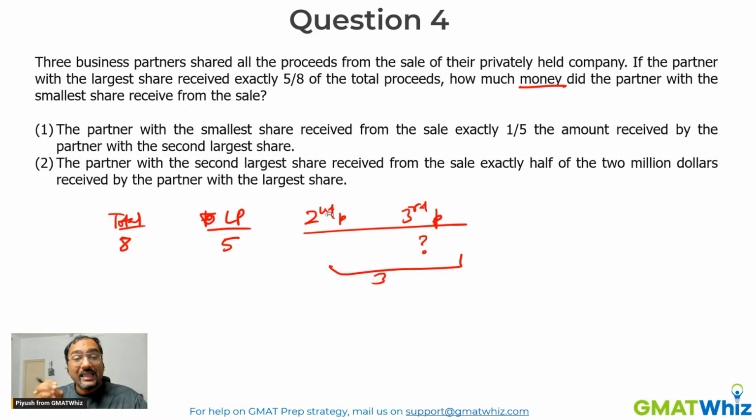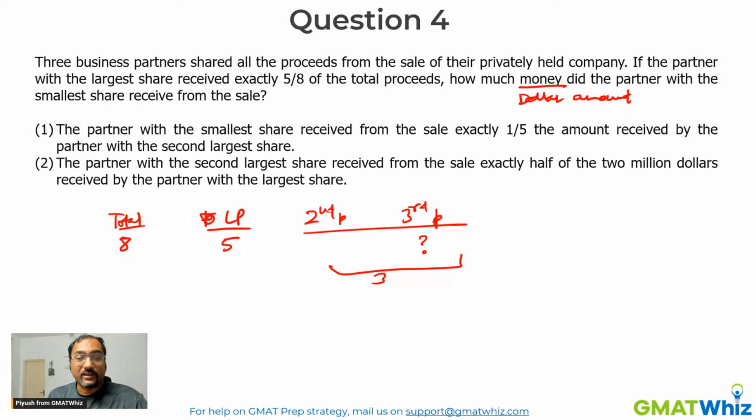The fraction won't do. I need to know the exact money, which is basically the dollar amount, to solve the question. Now, I don't have any dollar amount. I don't know how much money they made by selling the company. So the statement has to give me that information. Keep that in mind when you go to the statements. Otherwise, you might pick D as the correct answer in this case, which will be wrong.